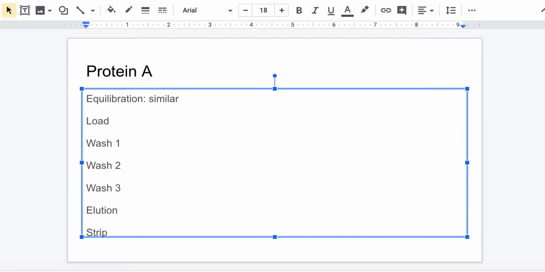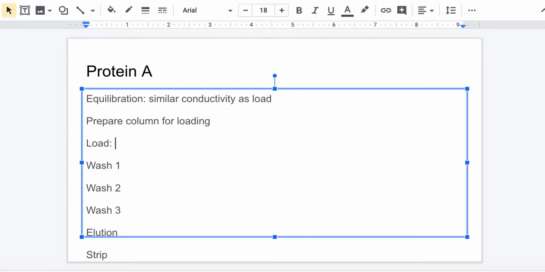Similar conductivity as load, and the UV signal is close to zero, at neutral pH. Basically, you're preparing your column for loading.